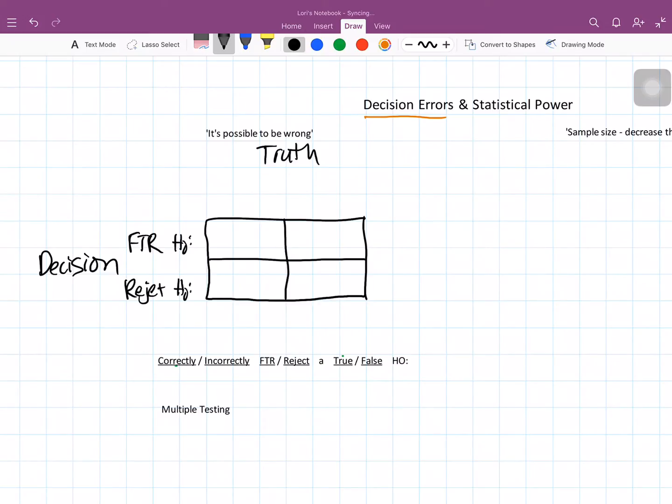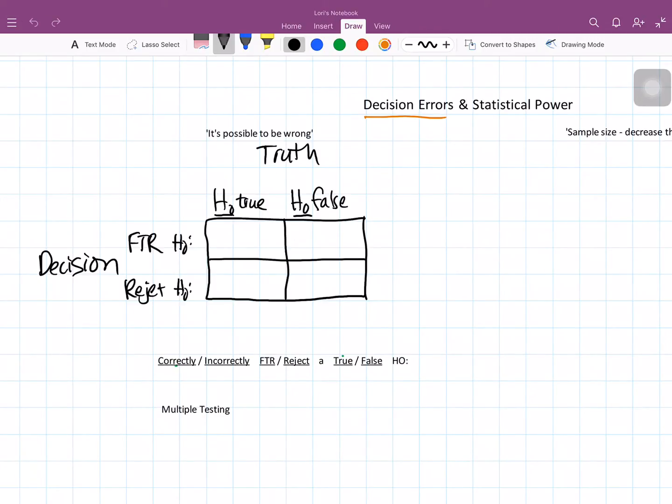And the truth can be that the null is true. In other words, yes, the average is equal to 170 in the population, or the truth can be that the null hypothesis is false. Now notice again, we're always referring to whether the null hypothesis is true or false. We don't talk about whether the alternate is true or false. It's implied by testing the null hypothesis, but the null hypothesis is the one that we're testing.